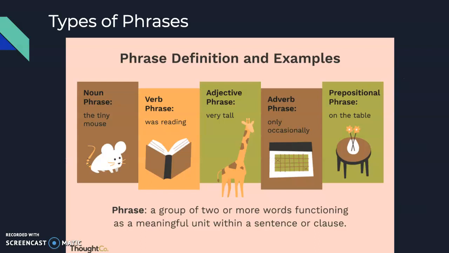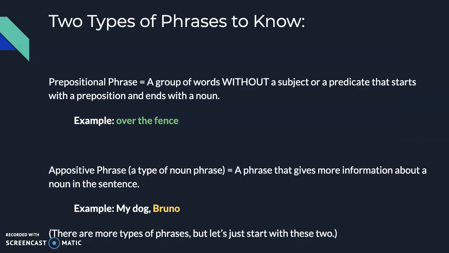Now, when we think about types of phrases, there are lots of different types of phrases because phrases act like a part of speech. So they can be lots of different parts of speech. We can have noun phrases, verb phrases, adjective phrases, adverb phrases, and prepositional phrases. Really, what that means is just a phrase is a group of two or more words that function as a part of speech in the sentence. Today, we're going to focus on two of these. We're going to focus in on prepositional phrases and noun phrases called appositive phrases.